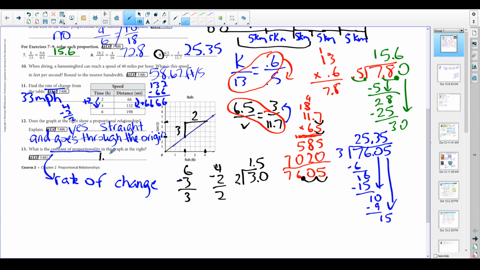So it's 1.5, and then y is our cost. So $1.50 per whatever x is, which in this case is pound, for nails. So nails cost $1.50 per pound.